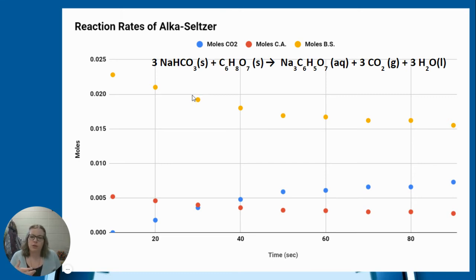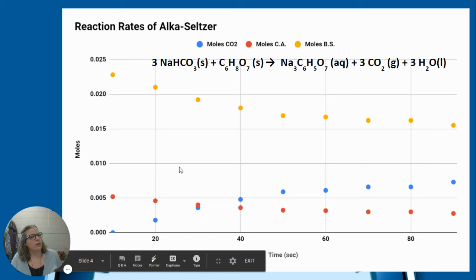And if I wanted to calculate the rate, what I could do is take my moles, in theory per liter, and then divide them by the time, and that would get my rate.